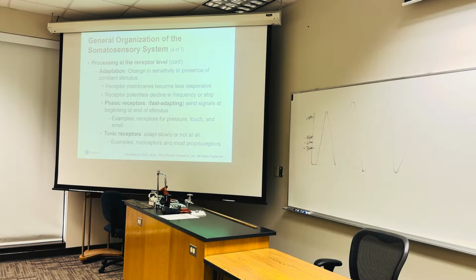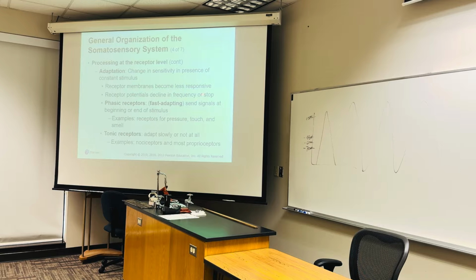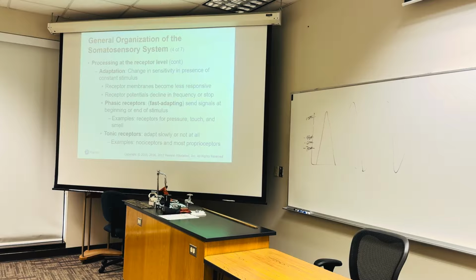These are called adaptation: a change in sensitivity in the presence of a constant stimulus. The receptor membrane becomes less responsive, the receptor potential declines in frequency or stops. Phasic receptors, which are fast adapting, send signals at the beginning or end of the stimulus. Examples are receptors for pressure, touch, and smell. However, there are some receptors we call tonic receptors. They do not get adapted.